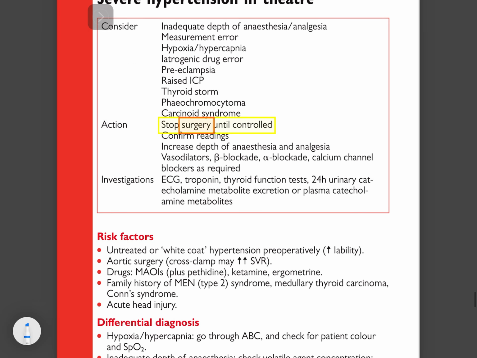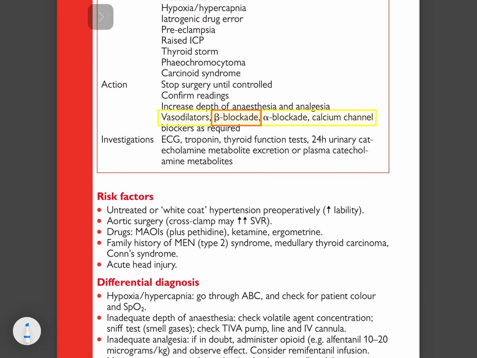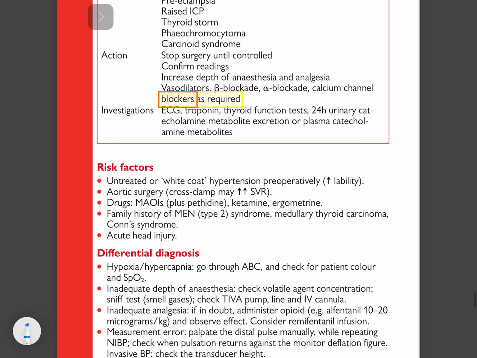Action: stop surgery until controlled, confirm readings, increase depth of anesthesia and analgesia, vasodilators, beta blockade, alpha blockade, calcium channel blockers as required. Investigations: ECG, troponin, thyroid function tests, 24-hour urinary catecholamine metabolite excretion or plasma catecholamine metabolites.